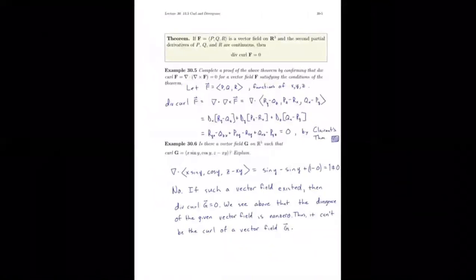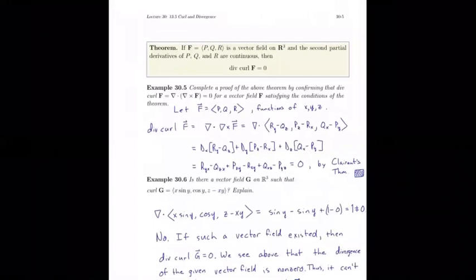So let's move on. Turns out the divergence of the curl of a function f is equal to 0. And we'll present a proof of that in just a moment. So again, f is this vector function p, q, and r. The second partial derivatives of p, q, and r are continuous. We'll assume that to be the case. If it is, then the divergence of the curl of f is equal to 0.